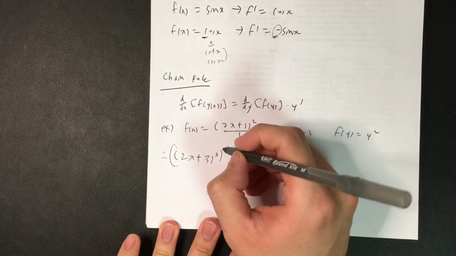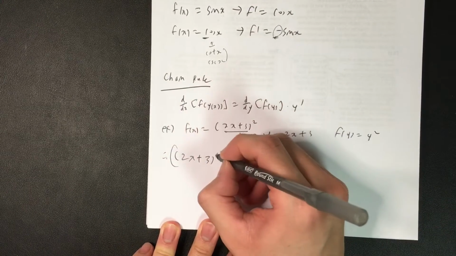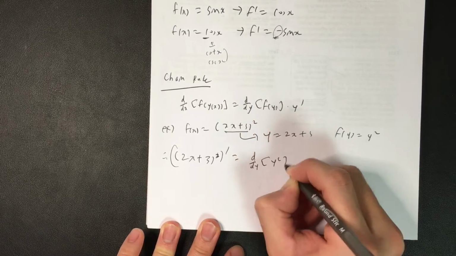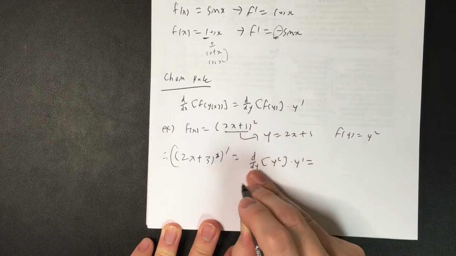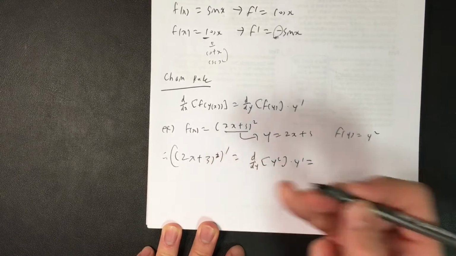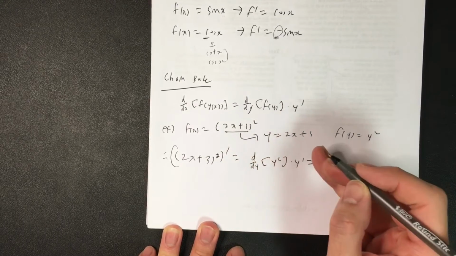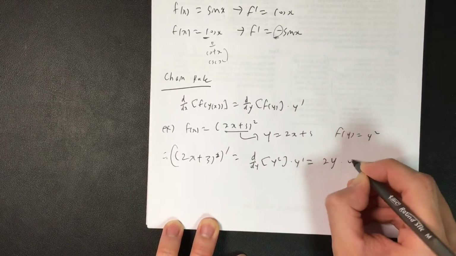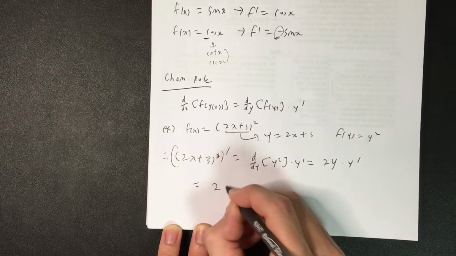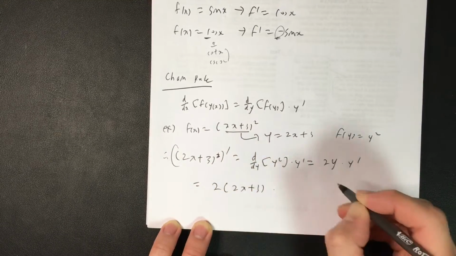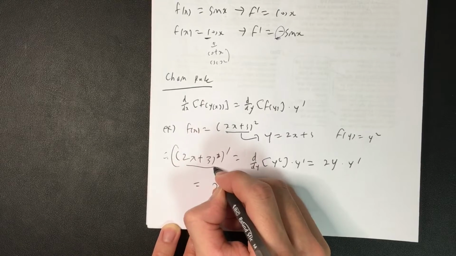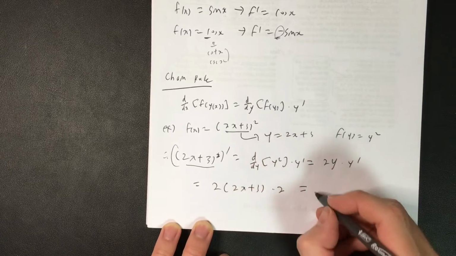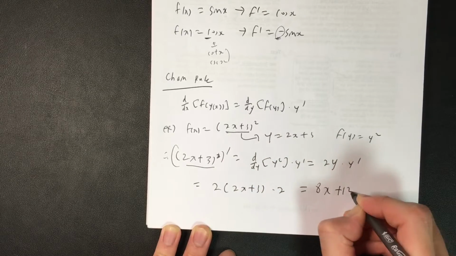So therefore, if I want to take the derivative of (2x + 3) squared, then this is simply the derivative with respect to y of y squared times y prime, in which the derivative of y squared is just the same as the derivative of x squared, since it's just the variable that's different. So this equals 2y times y prime, and 2y equals 2 times (2x + 3), and y prime is just the slope of this linear graph, which is 2. And if I expand these terms out, this becomes 8x + 12.